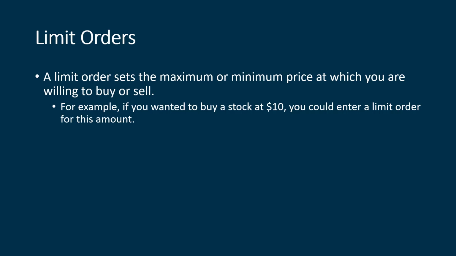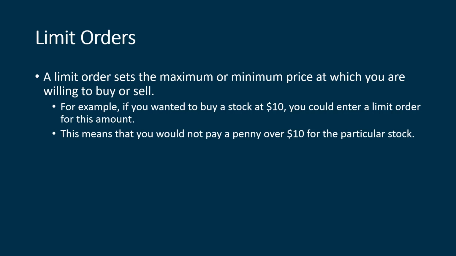Very simply put, if the stock is trading at 12 or 11 or 15, if it never comes down to 10, your order will never get executed. It will only get executed if it comes down and actually trades through 10. This means that you will not pay a penny over $10 for that particular stock.